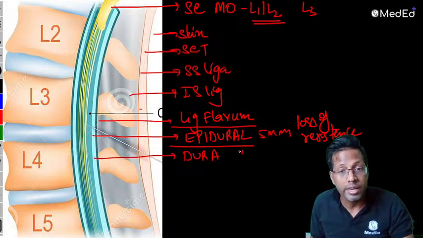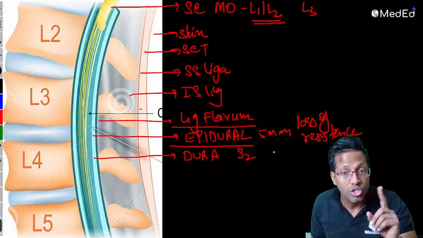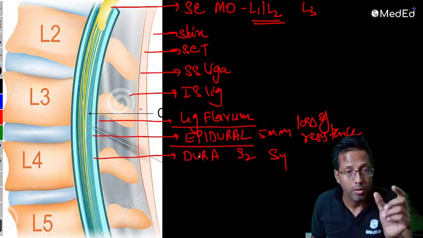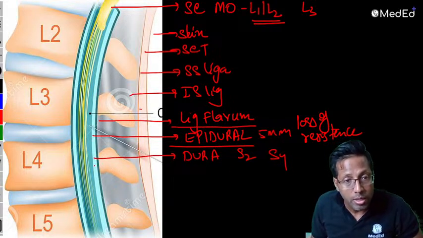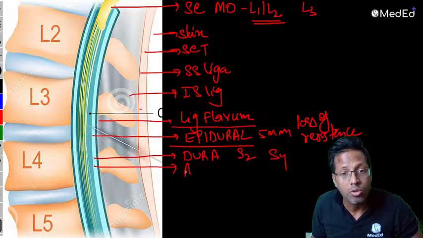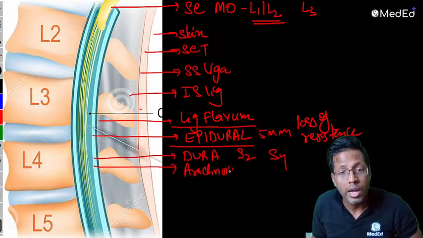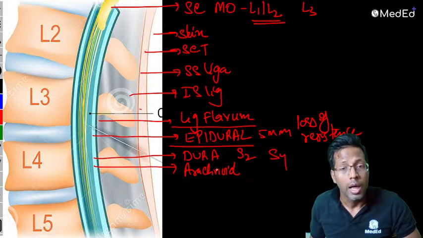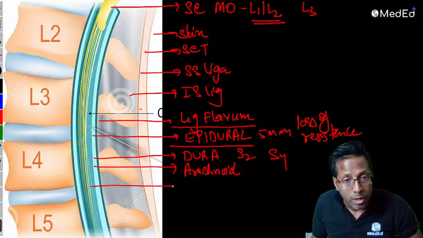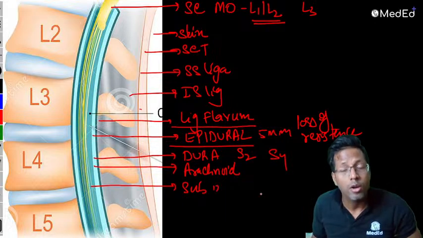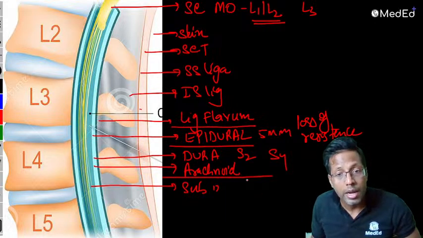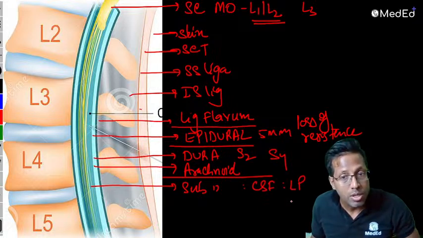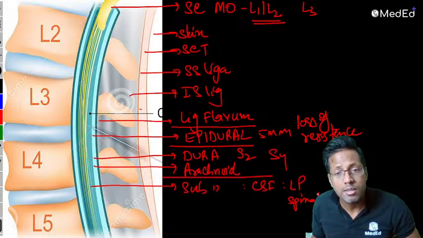Remember, dura extends in an adult up to S2, in a child it goes up to S4. And it is the first layer of the meninges. Along with that, you get the second layer almost attached to it, which is called the arachnoid. So dura and arachnoid are almost stuck onto each other, right, with a small subdural space in between. And what comes after the arachnoid is the subarachnoid space, right? And the subarachnoid space is what contains the CSF. So therefore, this is where you do the lumbar puncture, and this is where you give the spinal anesthesia, where there is CSF.